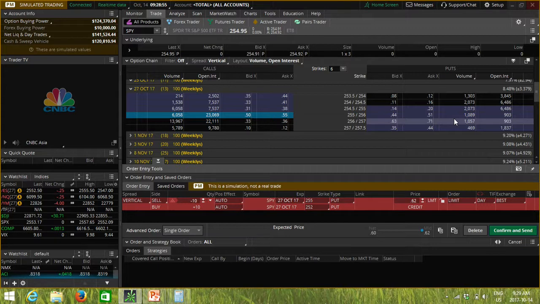Anyways, that's pretty much call and put spreads. Again, this is a brief video. We'll get into more detail about them in some future videos, but I just wanted to keep it simple for now.